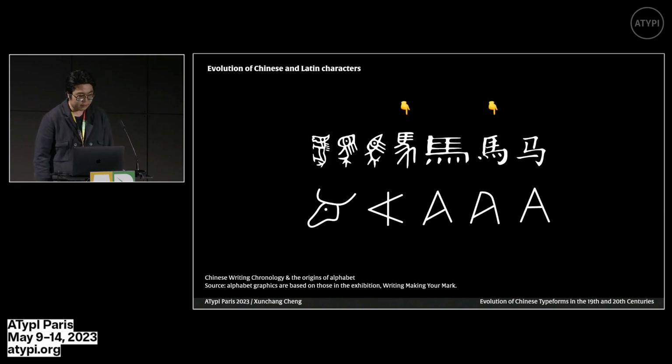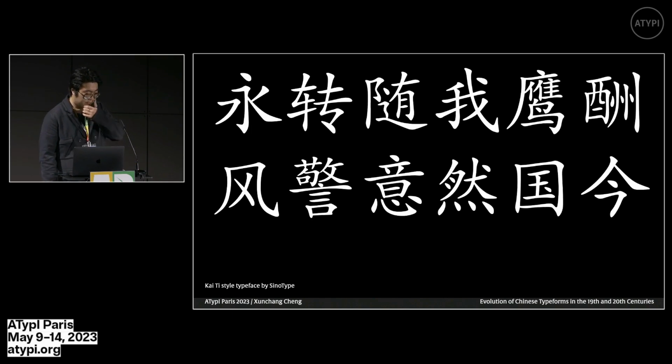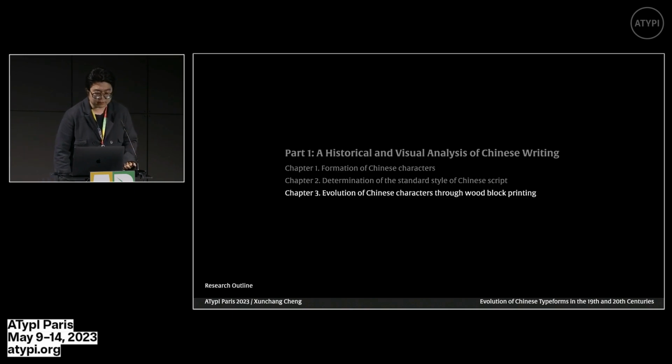Compared with the evolution of Chinese and Latin characters, they both come from logographs, and then become more and more abstract, finally developing into completely different writing systems. The evolution of Chinese characters is a process of standardization and simplification. For current Chinese type design, it can be said the standard style is still Kaiti script, and the typical Kaiti style has also become one of the main text typeface styles. For example, this is a Kaiti typeface made by Xenotype.